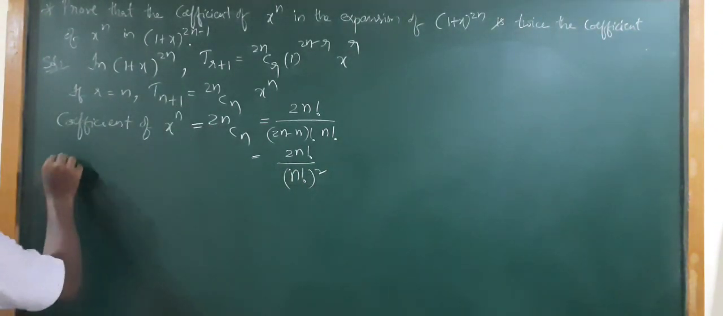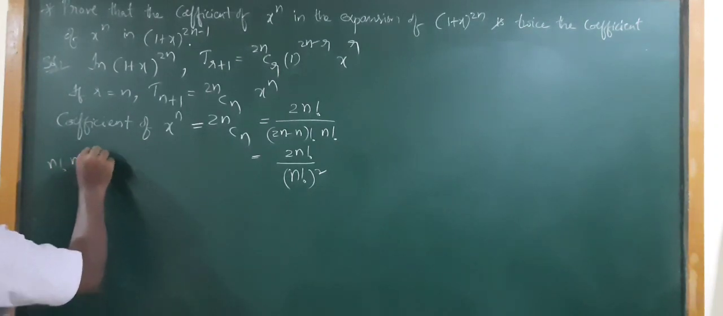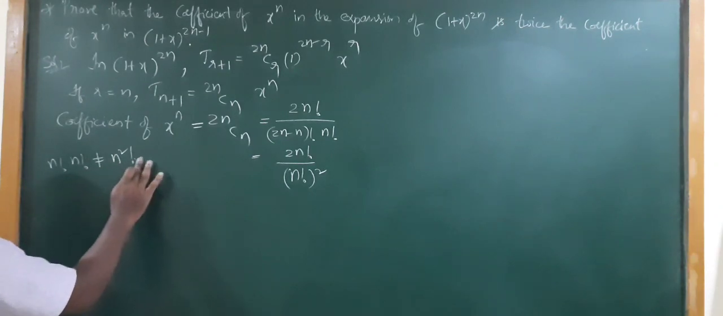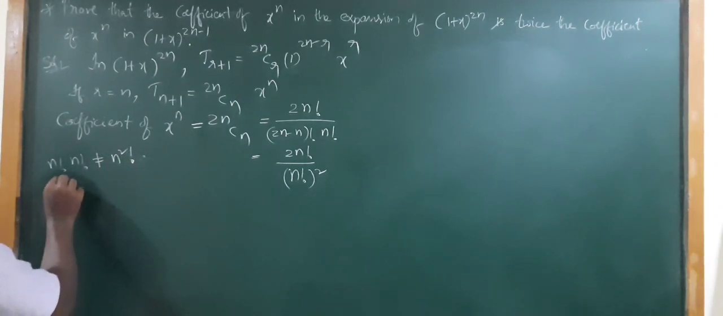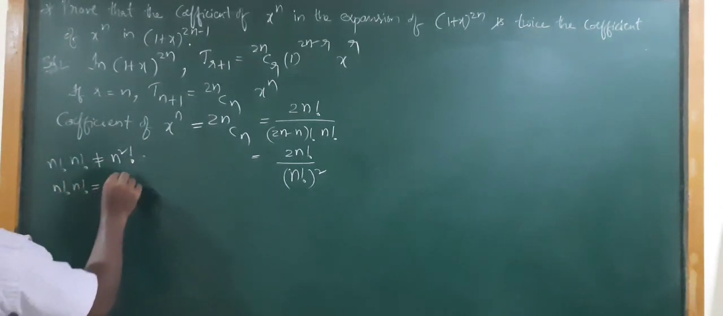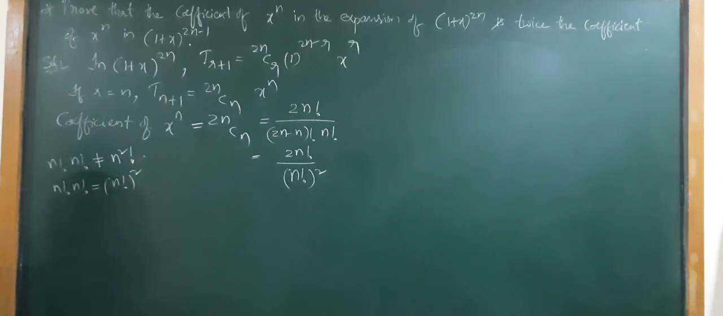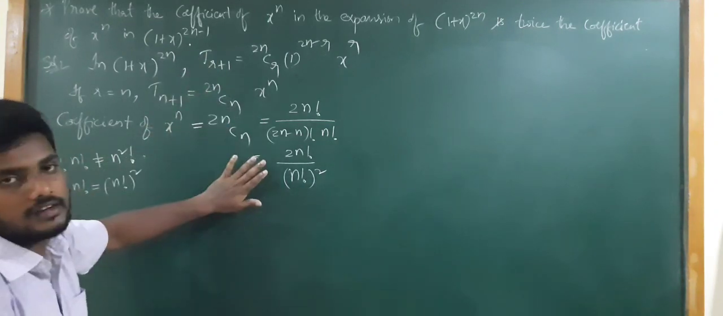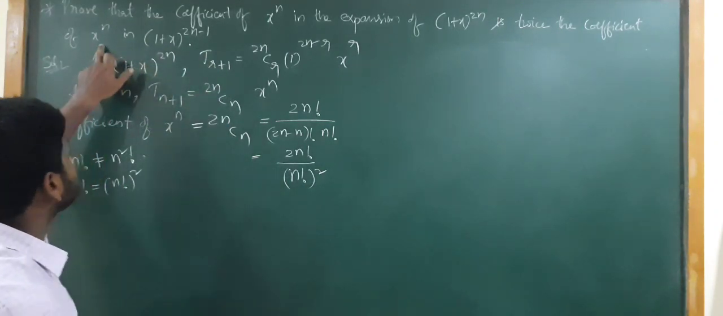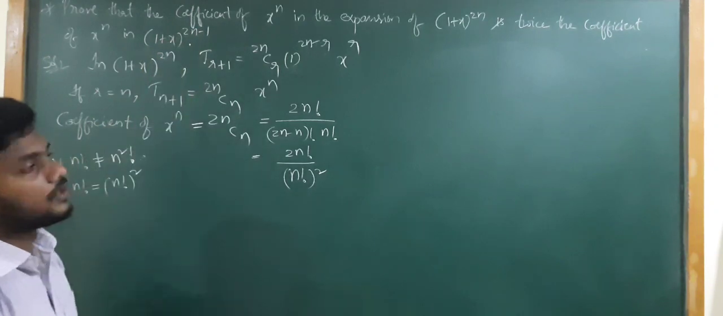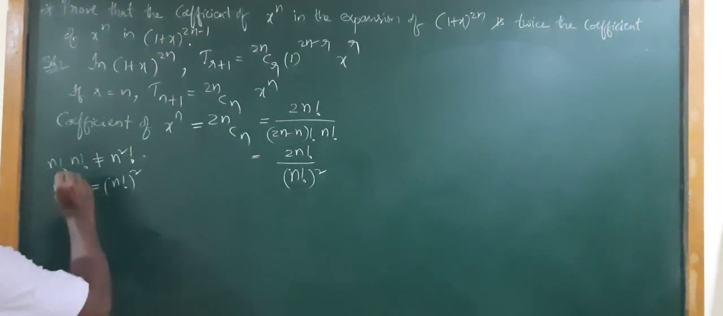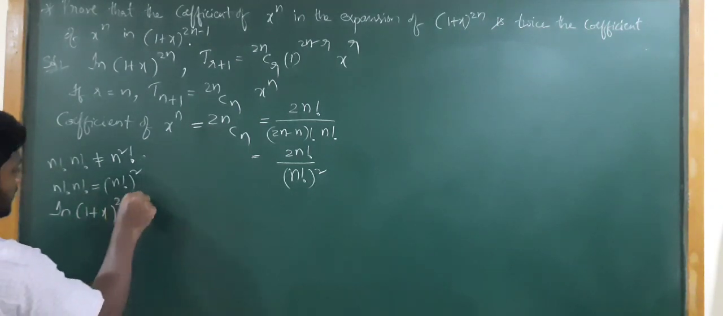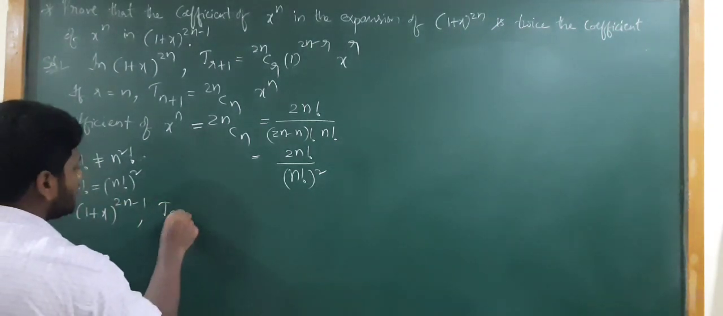Here you need to remember, n factorial into n factorial is not equal to n square factorial. This is wrong. We can write n factorial into n factorial as n factorial whole square. So through that we got the coefficient of x to the power of n. Now we will find the coefficient of x power n in (1 plus x) whole to the power of 2n minus 1. That is, in (1 plus x) to the power of 2n minus 1, what is t(r+1)?